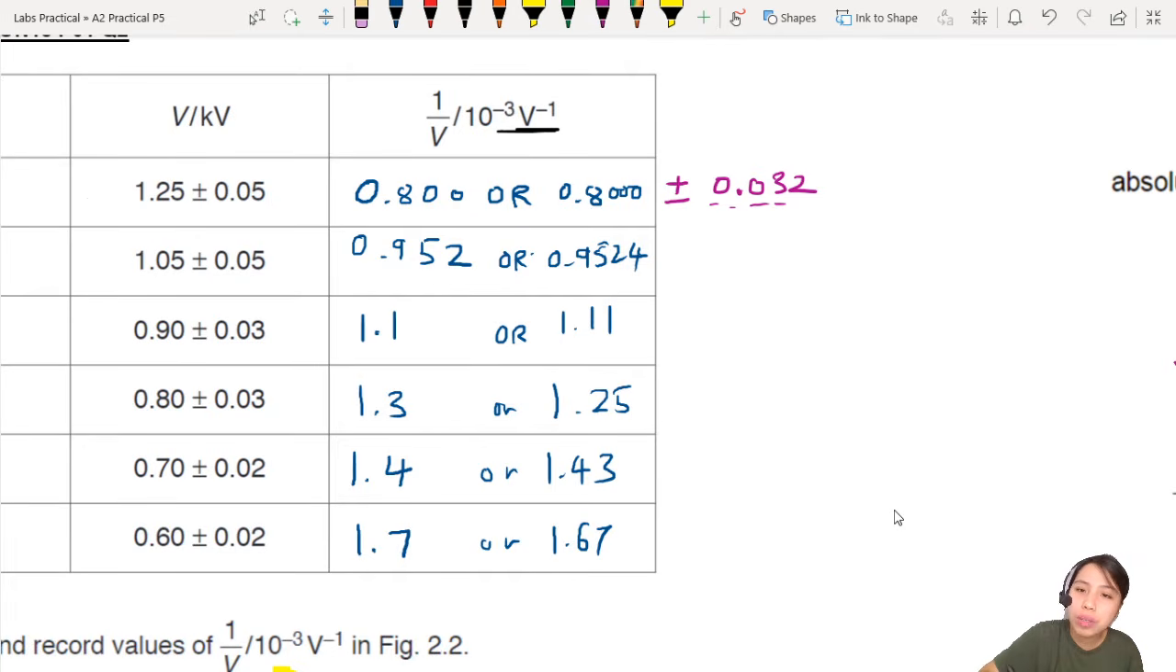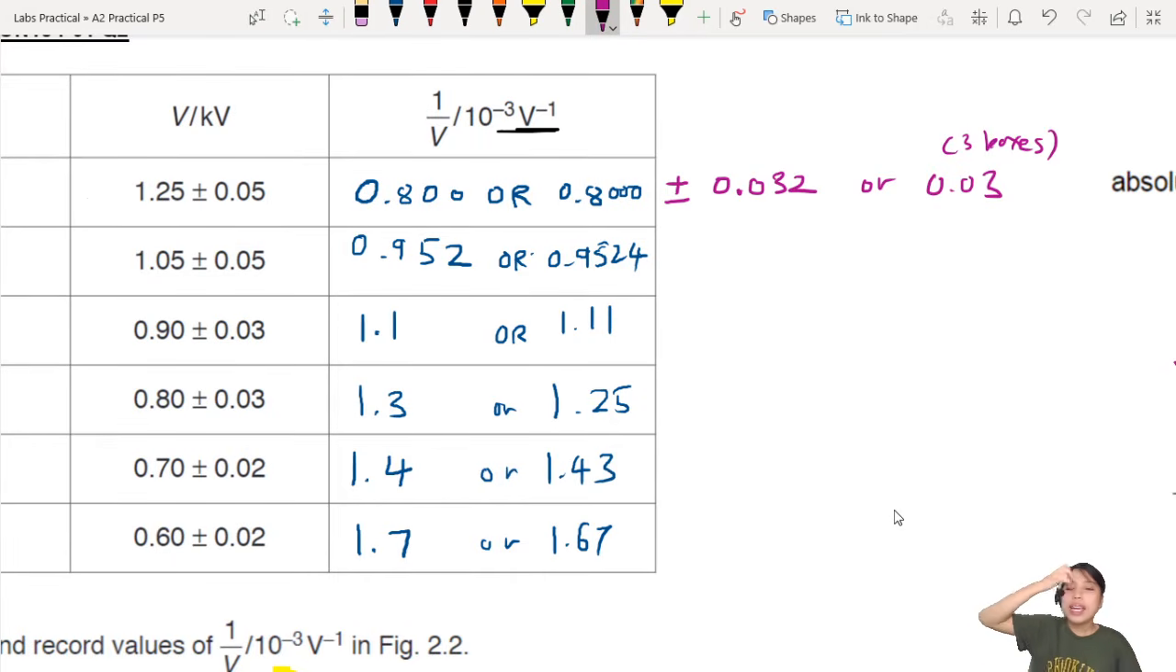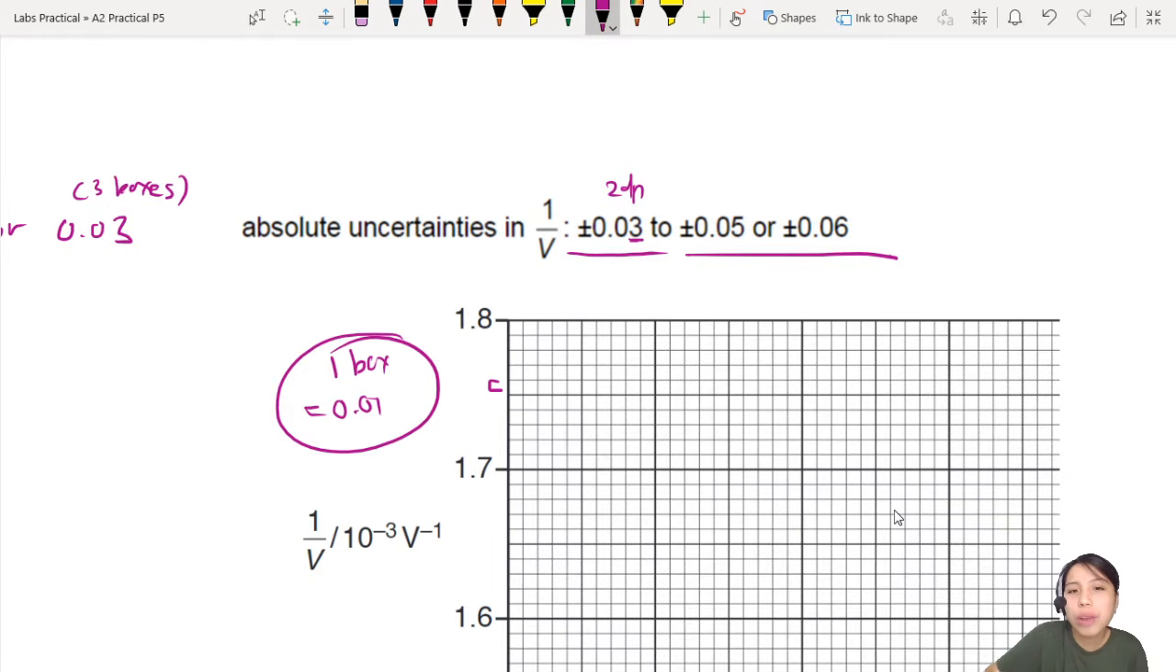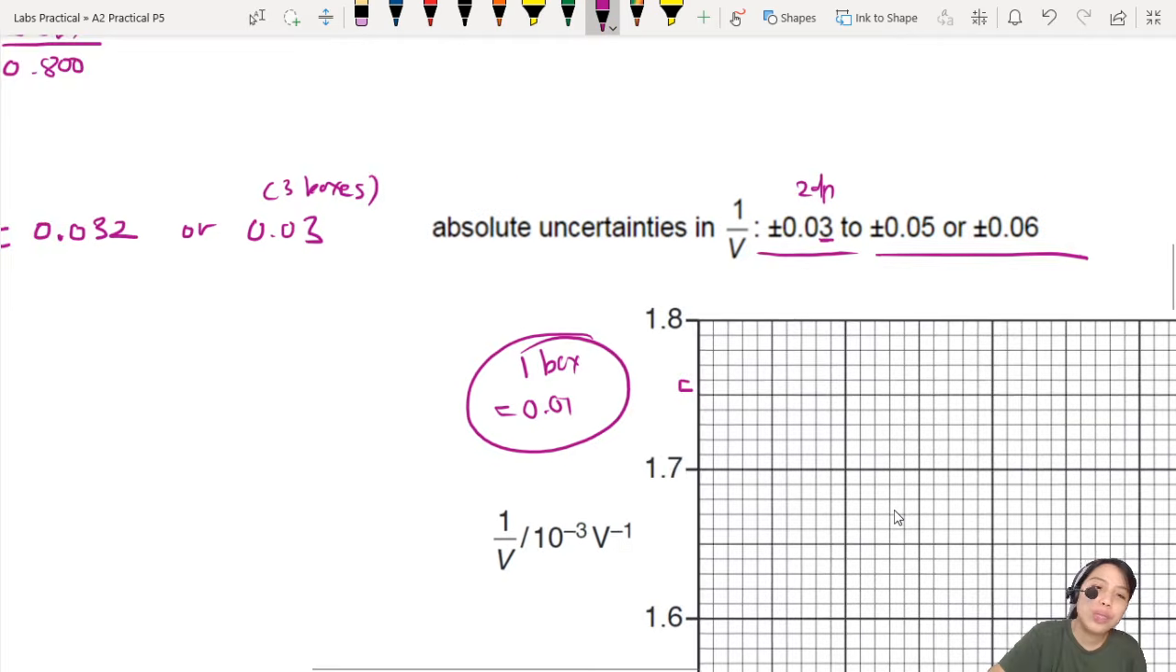3 boxes law. This one is 3 boxes in your graph. So really don't care. You can do 0.032 or 0.03. Okay, so this will be 3 boxes when you plot it later. And if you look at the mark scheme, they're not very helpful because they just give you a range from somewhere here to somewhere here. Okay, so they only give this 0.01 here, only 2 dp, because that's the smallest you need for one box. If you write any more than that, you still have to round it off.